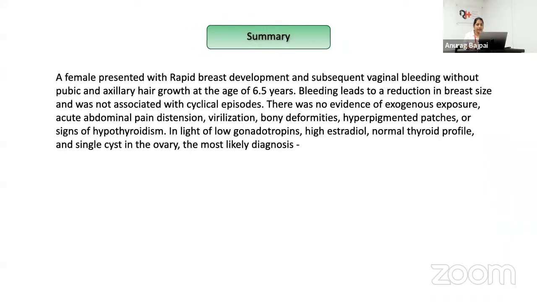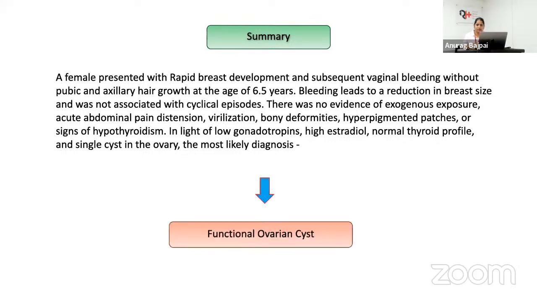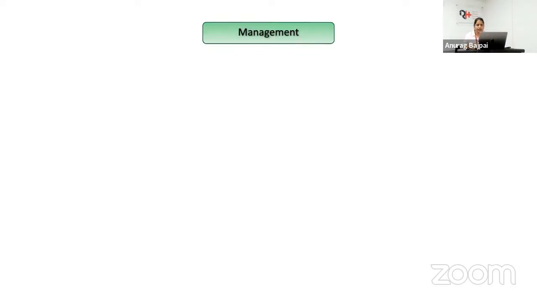So if I summarize my case, we had a female with rapid breast development and subsequent vaginal bleeding with no pubic and axillary hair growth at the age of 6.5 years. The bleeding leads to a reduction of breast size, and it was not associated with any cyclical episodes. There was no evidence of exogenous exposure and acute abdominal pain, distension, or bony deformities. And in the light of low gonadotropins and high estrogen, normal thyroid profile, the most likely diagnosis in this case would be the functional ovarian cyst.